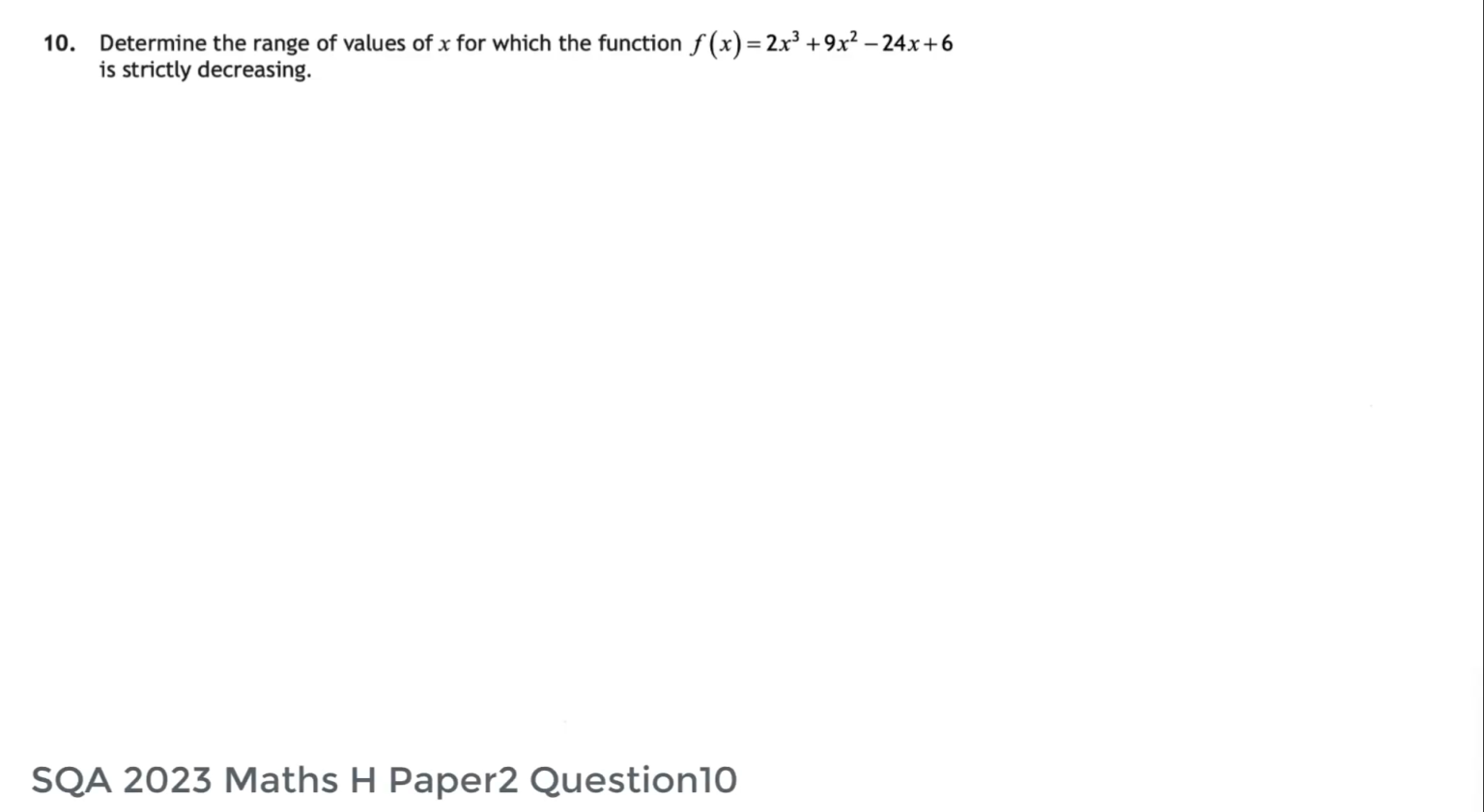Well, here's question 10, and we're asked to determine the range of values of x for which this cubic function is strictly decreasing. Now, cubic functions can look like this, or typically they have a couple of stationary points on them. Not always. You can get some that look like that, for instance. But anyway, let's examine the gradient of the graph of this function.